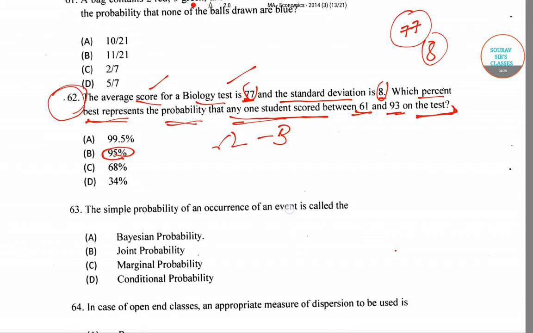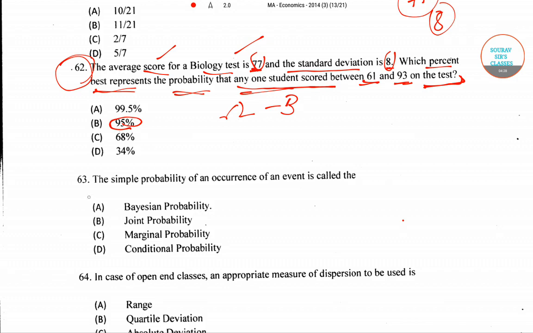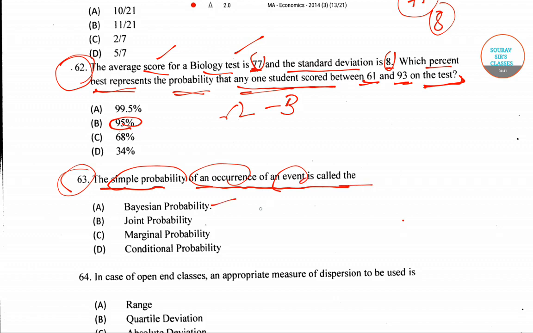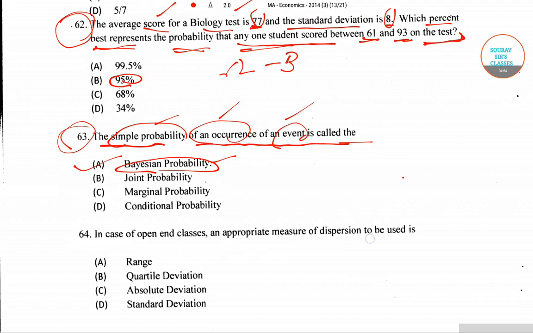So now we'll go to question number 63, which states: the simple probability of an occurrence of an event is called what? The simple probability of an occurrence of an event is called Bayesian probability. So you must remember this. So option A is the right answer for question number 63.